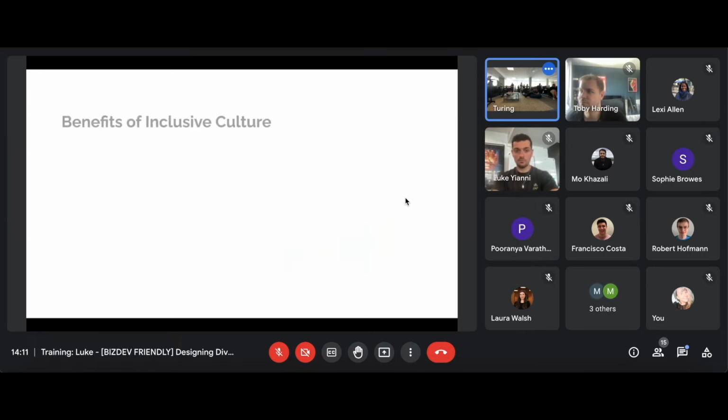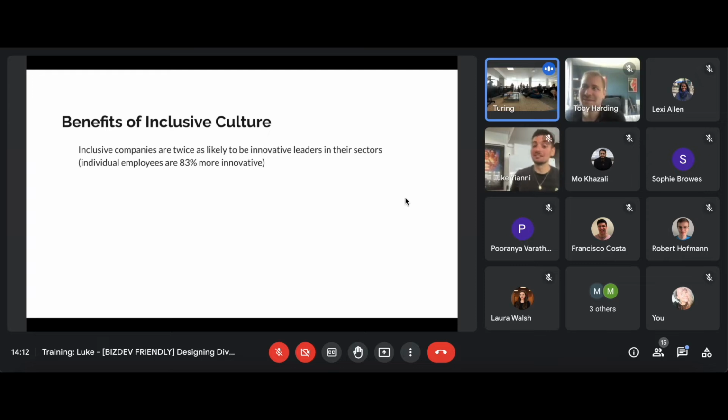Cool. Let's talk about the benefits of an inclusive culture. Hopefully I don't have to sell this too much to you guys. Inclusive companies are twice as likely to be innovative leaders in their sectors, with individual employees being 83% more innovative. Interesting measure, but I saw loads of different studies on this. This is actually the more conservative one.